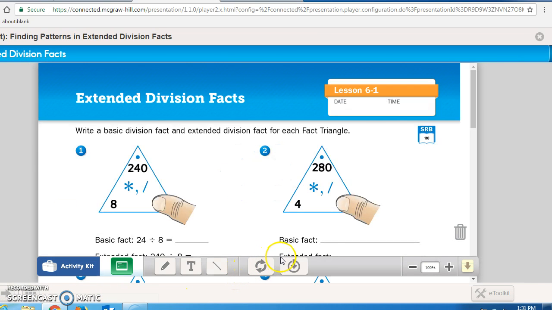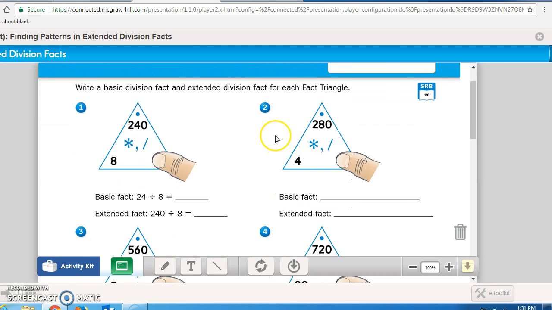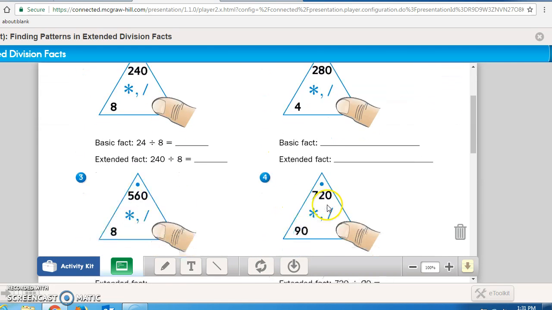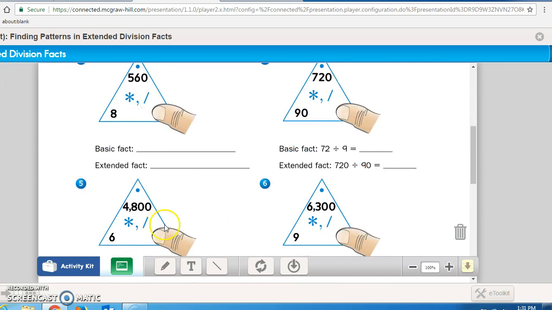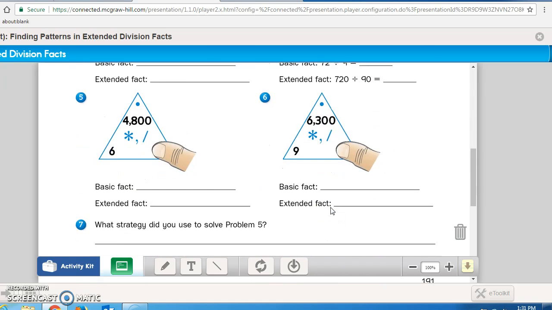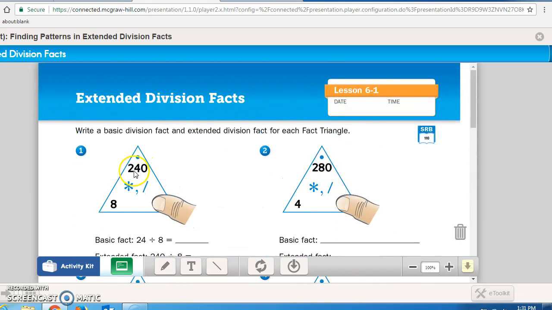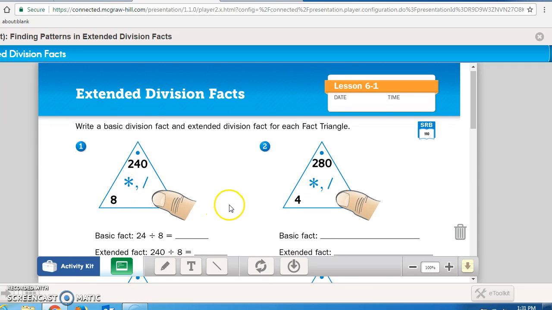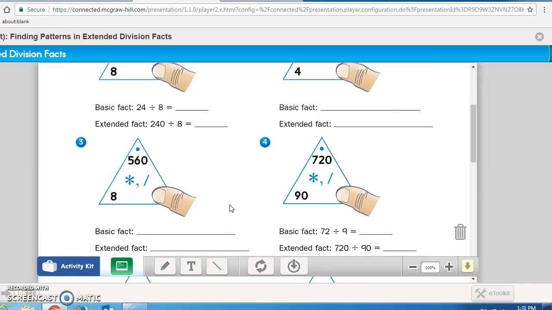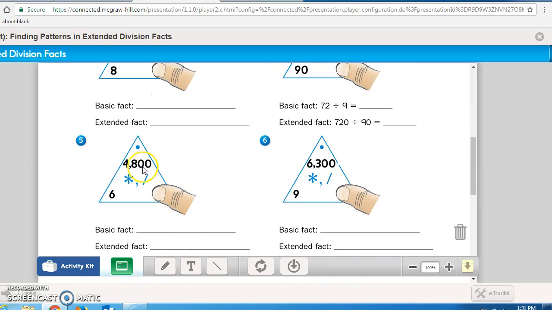On Math Journal, page 191, you notice for 2, 3, 4, 5, and 6, you are going to continue using this strategy for division. I'm going to help you walk through. Now, we already did a 3-digit number divided by a single-digit number. So let's do a 4-digit number divided by a single-digit number.